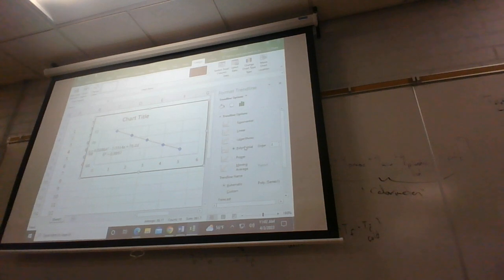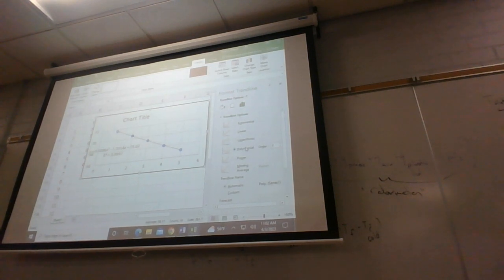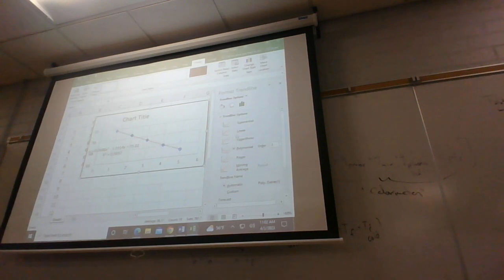Polynomial looks pretty accurate, pretty good. 3 nines and a 7. Let's compare that with exponential. Exponential: 3 nines and a 3. So far, which one's the best fit? Polynomial is the best fit. Let's try power. Moving average? No, moving average is something totally different.